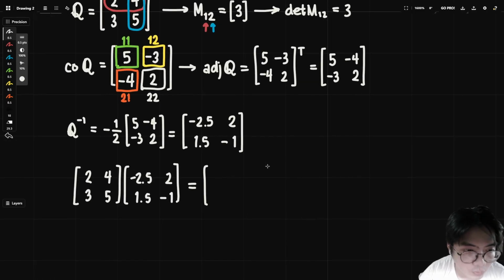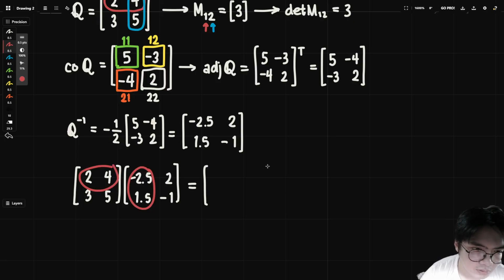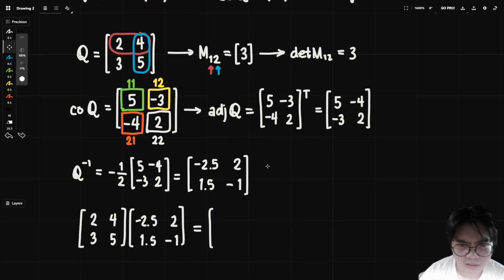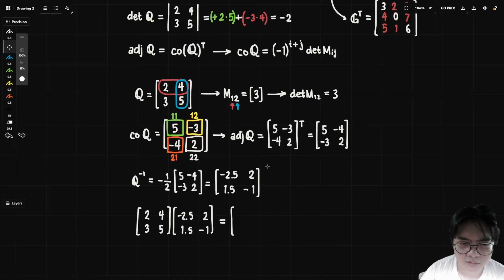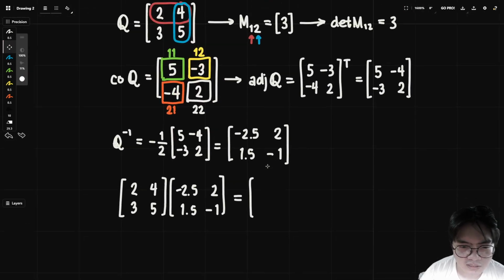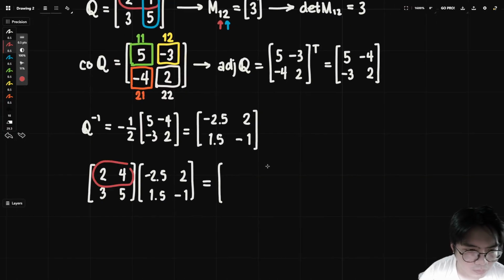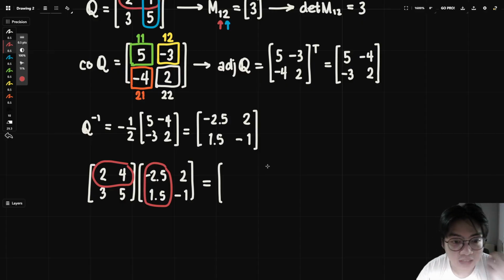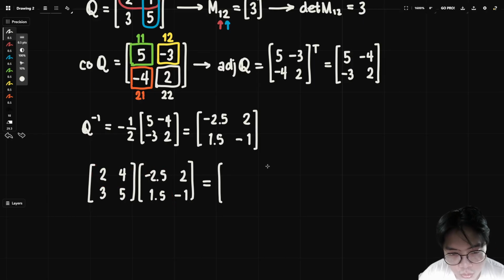Okay. Start with the first column, first row. And we will have, parang mali na agad, no? Yeah. Parang mali na agad. Yeah, it's, oh, never mind. Oh, yeah. 2 times negative 2.5 is negative 5. And then 4, okay, it's 6 pala. 4 times 1.5 is 6. Negative 5 plus 6, that gives you 1.